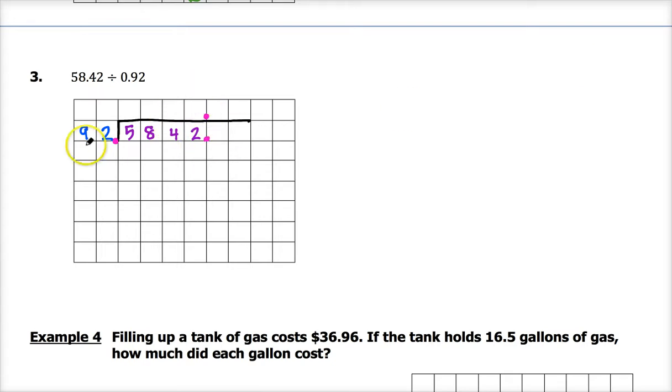So now I have the two-digit number 92. I can't take 92 into 58, so I need to try taking 92 into 584. Again, estimation techniques. Let's see, 90 times 6 is 540. 90 times 7 is 630, so 7 would be too large. So let's try 92 times 6 and see if we can take 92 into 584 6 times. We end up getting 552 when we do 92 times 6, so 6 would work for this.